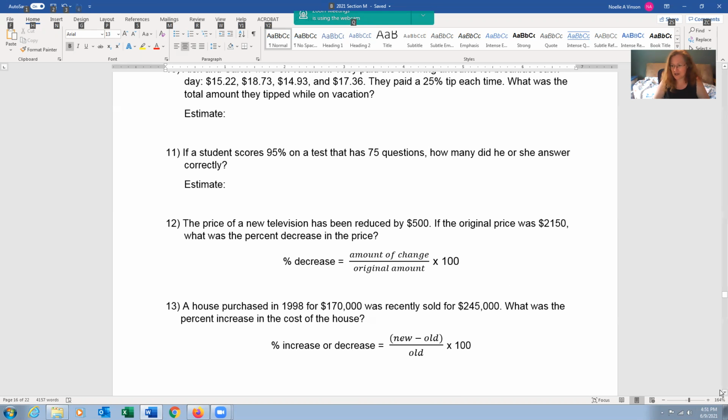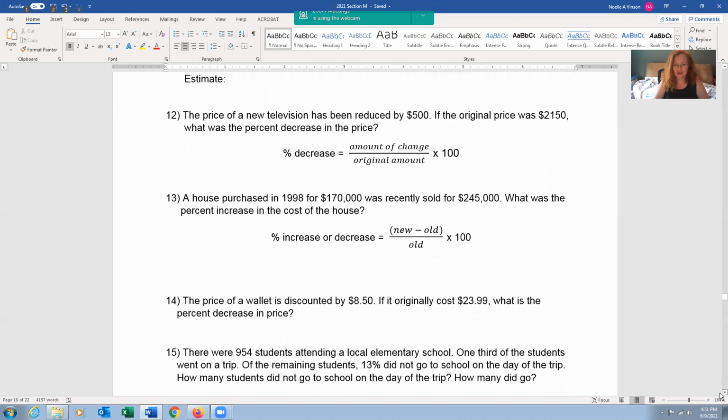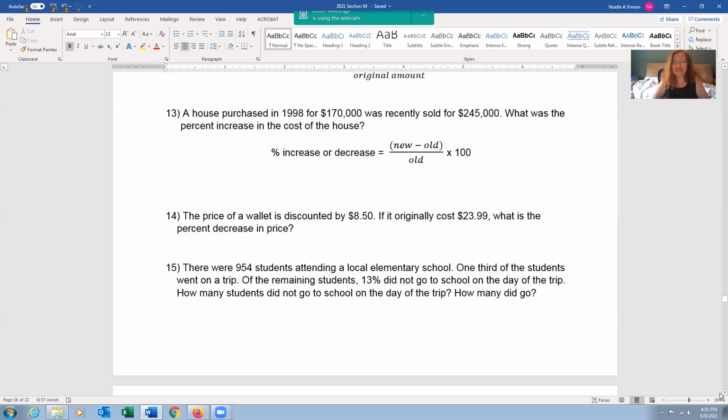Let's see what's on the next page. The price of a wallet is discounted by $8.50. If it originally cost $23.99, what is the percent decrease in price? Well, we've added on that formula, right? They've done the math for you when they tell you what the discount is or how much it's been reduced by.